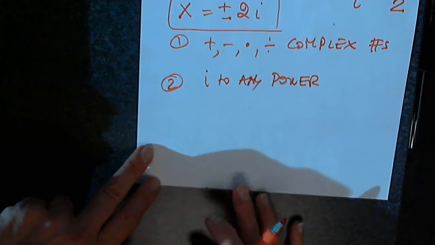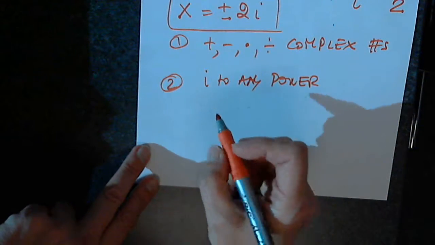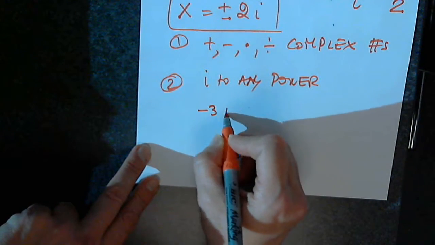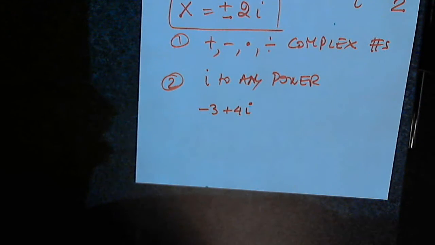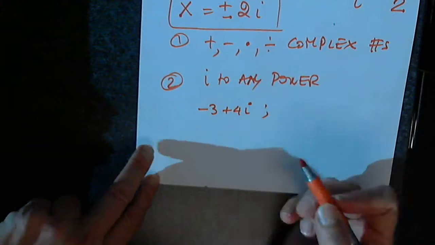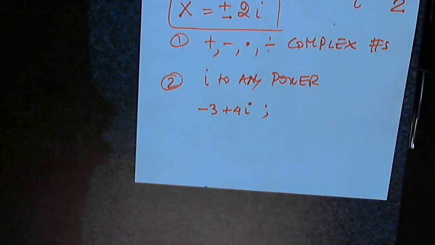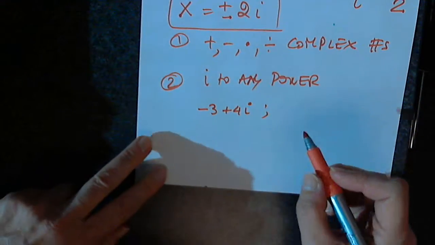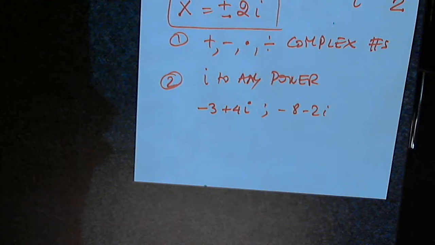Okay. So can anyone give us an example of a complex number? I'll give you the first one. Let's say negative 3 plus 4i. This is an example of a complex number. And can anyone give us another example so we can add, subtract, multiply, and divide them? Negative 8 minus 2i. Okay, very good.